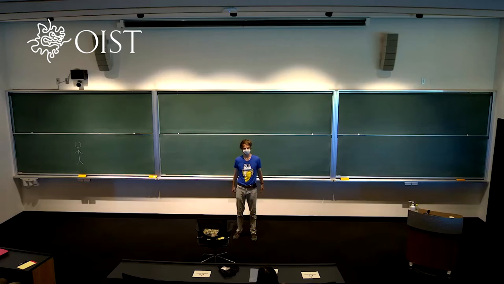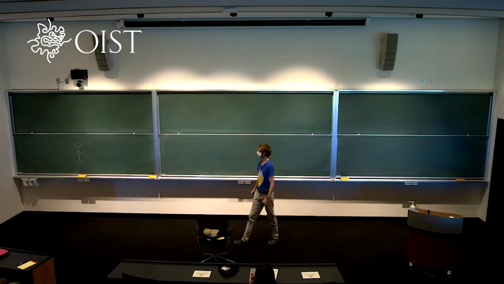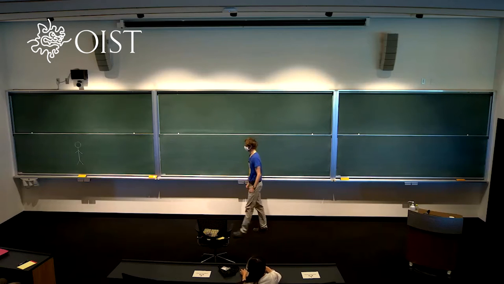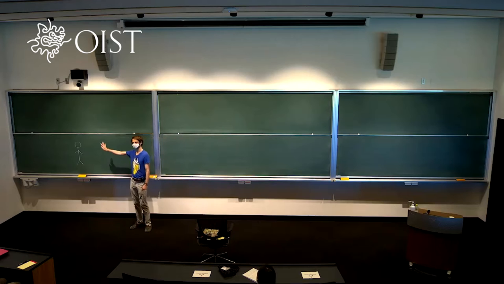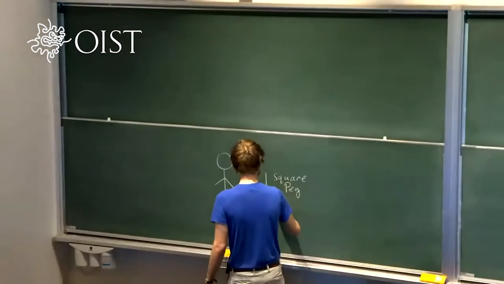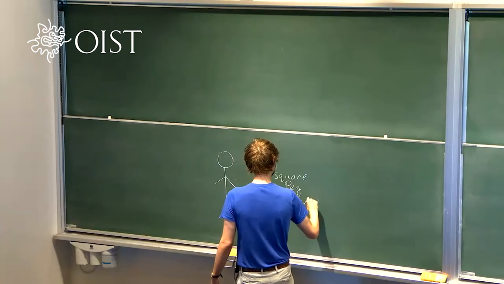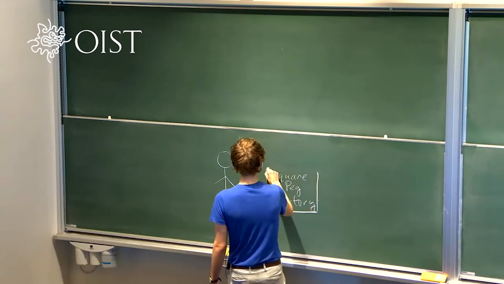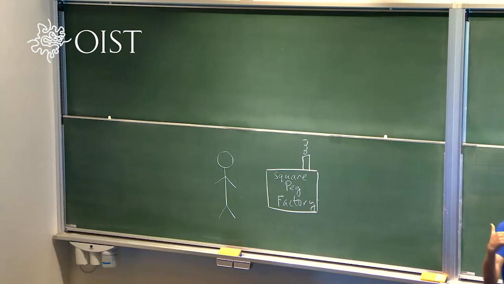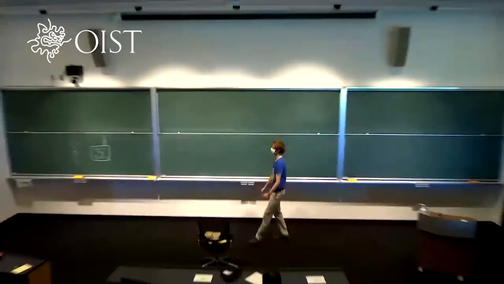Thanks very much for a lovely introduction. It's a pleasure to be here at OIST and a pleasure to be given the opportunity to give this lecture. That's a picture of you, and you're looking particularly happy because you've just won second prize in a beauty contest with two contestants, and you've won this factory. There it is, square peg factory. And it's the pegs that are square, not the factory.